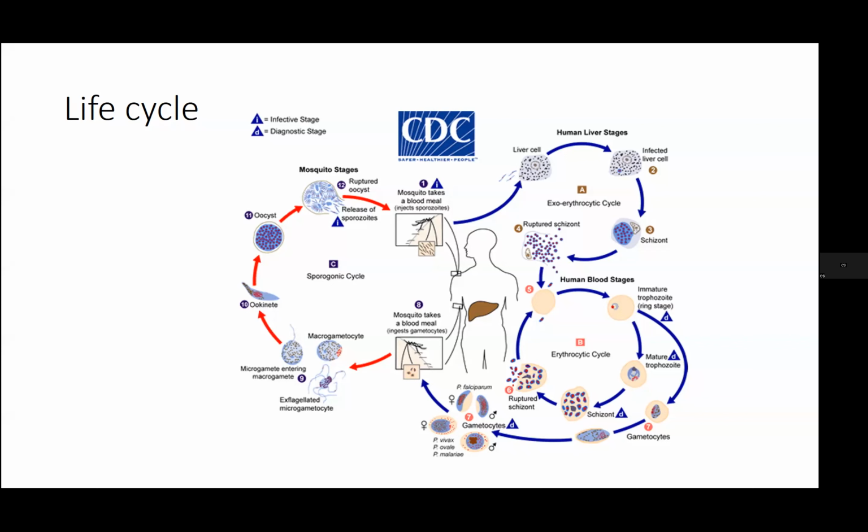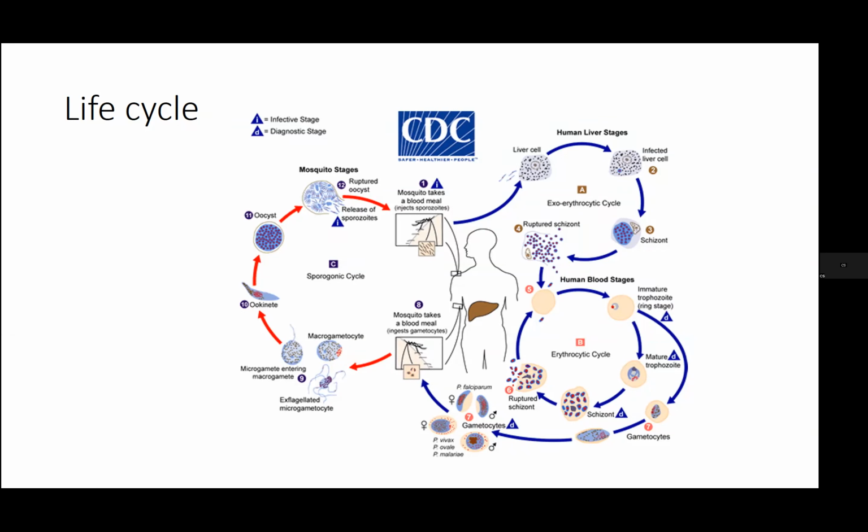So a word on the vector. The most effective mosquito vectors of malaria are those such as Anopheles gambiae in Africa, which are long-lived. They occur in high densities in tropical climates. They breed readily. They rest and bite within dwellings and bite humans in preference to other animals.